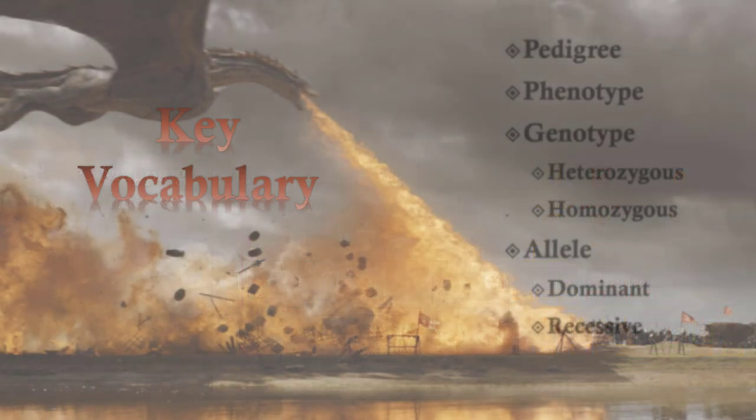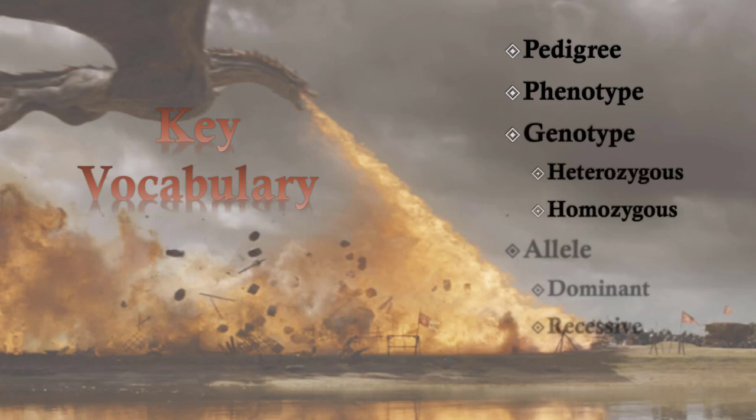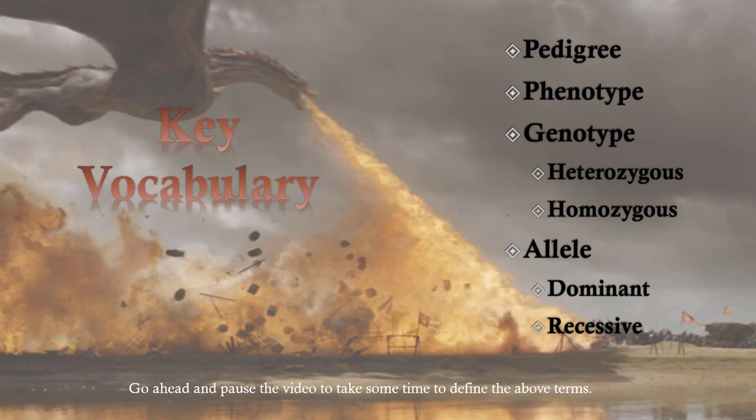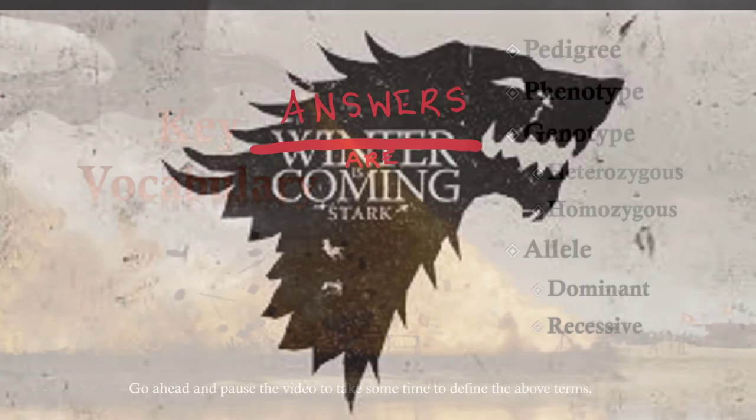So reviewing some vocabulary we've learned during genetics will be key to help us understand how pedigree actually works. So knowing what a pedigree is, knowing what phenotypes are, knowing genotypes and whether they're heterozygous or homozygous, knowing how alleles can either be dominant or recessive. So take a minute to pause the video, write down what those vocab words mean, and we'll go over the answers in a second.